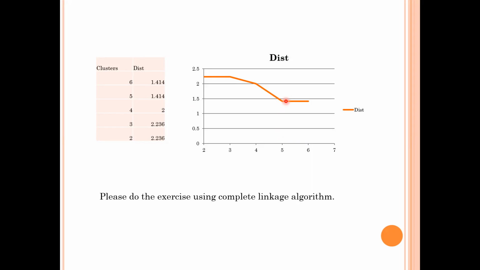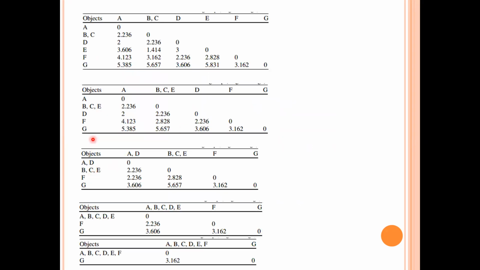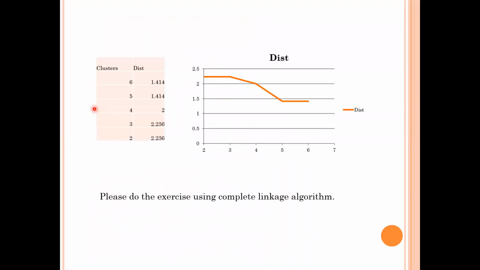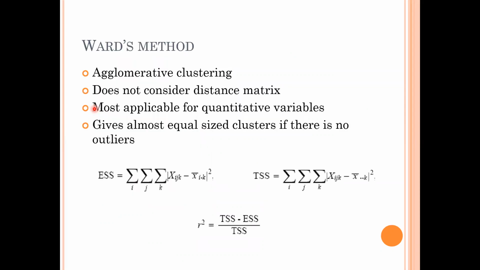So 5 clusters means I will stop at this level: A, D, F, G, and B, C in one cluster. This is where I will stop. This is the normal method, which is Euclidean distance based or Manhattan distance based hierarchical clustering. However, Ward's method is a little bit different. It is also hierarchical clustering, but the way you measure the distance is something else.